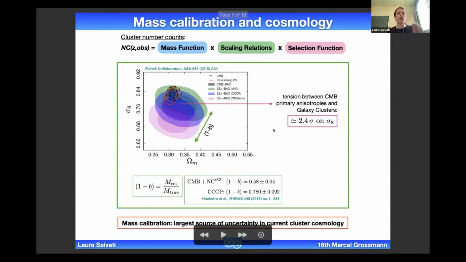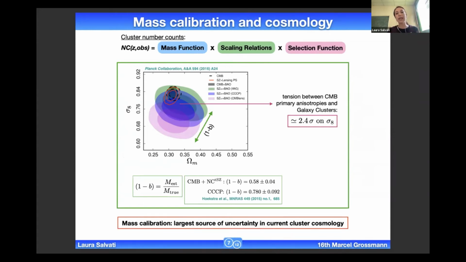So now focusing on the results and on how the calibration of the scaling relations impacts cosmology. These are the 2D constraints for omega m and sigma 8. And these three curves here are all obtained from the same Planck cluster catalogs, just considering three different mass calibrations. So if we focus on this 1 minus B quantity here, this is basically the mass bias.